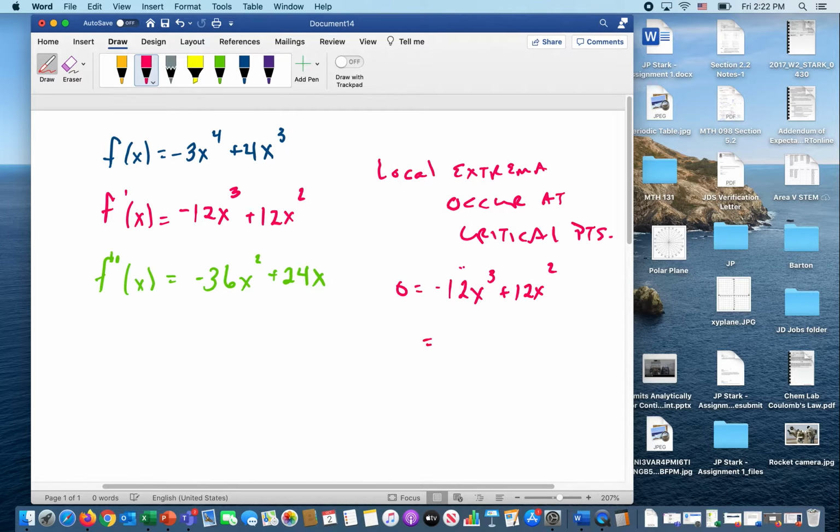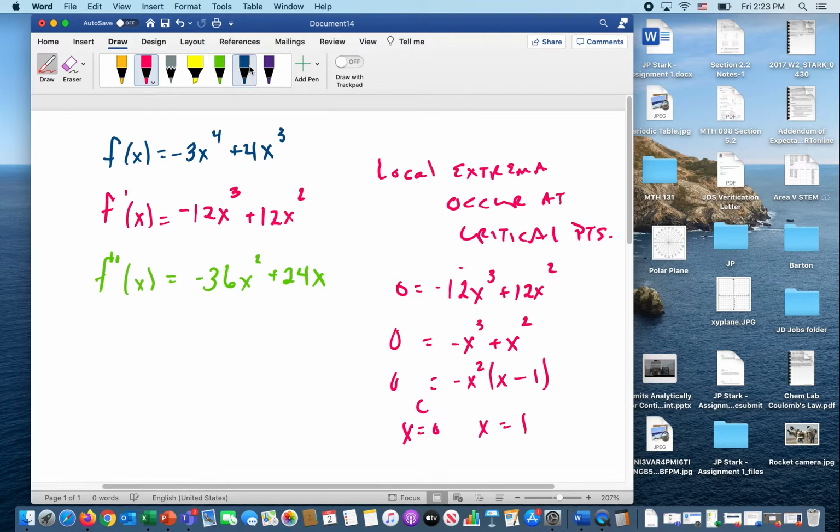Now, you notice that we have 12s right here. I'm going to divide everything by 12, and then I'm going to factor out a negative x. That leaves me with a negative x squared, that leaves me with x plus 1, or x minus 1. And if I set each of those equal to 0, I see that I have critical values or critical points at 0 and 1.